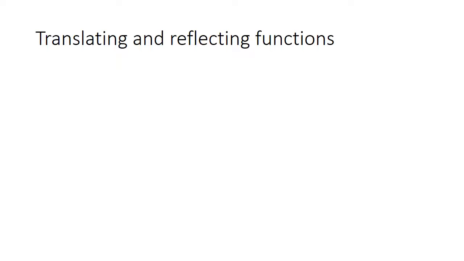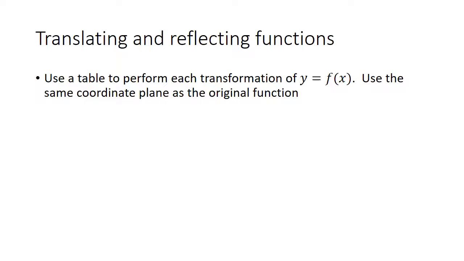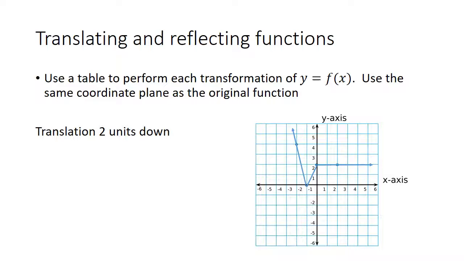So let's look at some translating and reflecting of functions. We're going to use a table to show each transformation, and then we're going to graph it. So we're going to translate this first one 2 units down. Here is our graph that we are going to translate. So we're going to make a table first. So we want to take a few key points. I've gone ahead and labeled them on here for us.